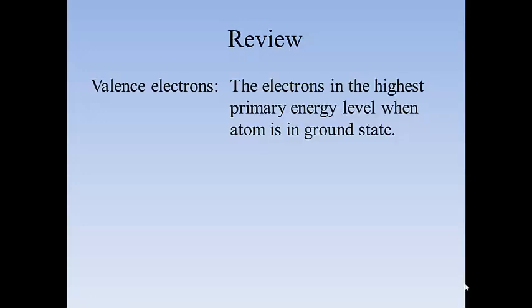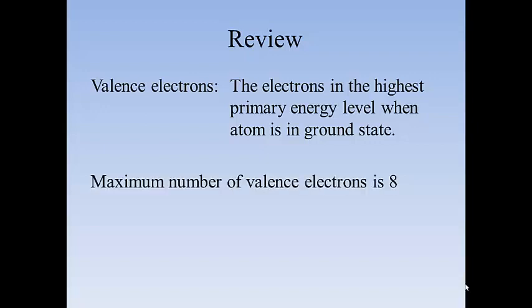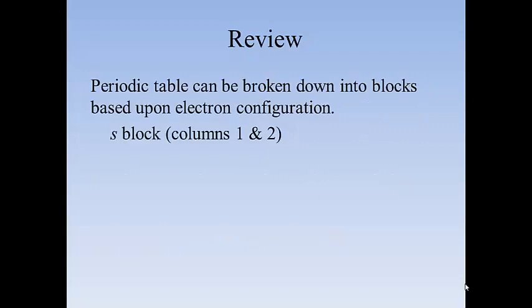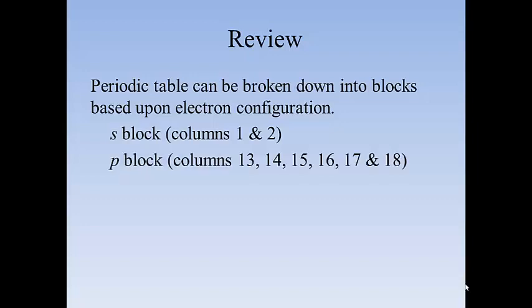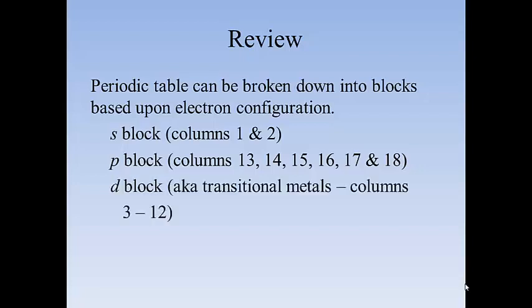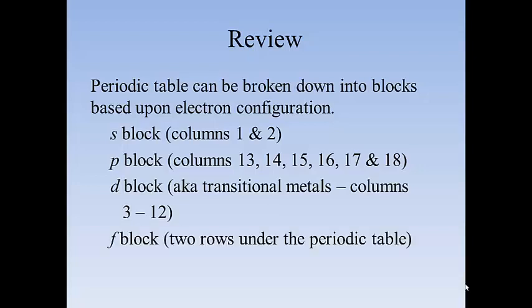So let's review what came out in this video. Valence electrons are the electrons in the highest primary energy level. That's when the atom is in the ground state. At most, you can have 8 valence electrons, and valence electrons are always in the s or p orbital. The periodic table can be broken down into blocks based upon the electron configuration. The s block has 2 columns, column 1 and 2. The p block has 6 columns, 13, 14, 15, 16, 17, and 18. The d block, also known as the transition metals, has 10 columns, and those are columns 3 through 12. The f block, or the 2 rows under the periodic table, has 14 columns.